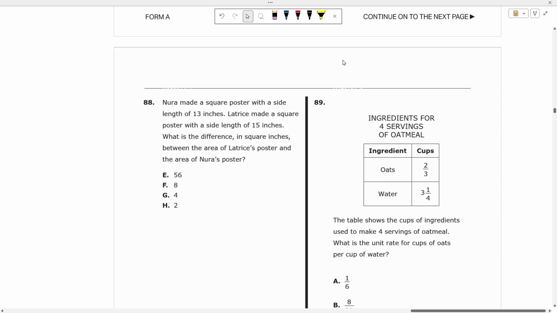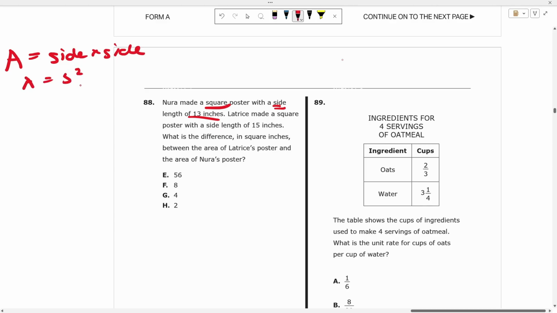Number 88 says Nura made a square poster with a side length of 13 inches. Latrice made a square poster with a side length of 15 inches. What is the difference in square inches between the area of Latrice's poster and the area of Nura's poster? So we know that they made a poster with a side length of 13 inches, okay? We do know what shape it is, it is a square. So the area of a square is equal to side times side, or A is equal to S squared.